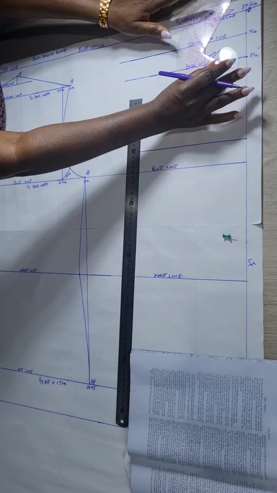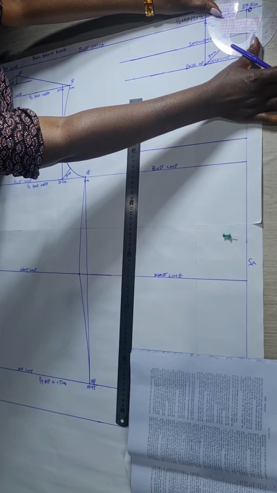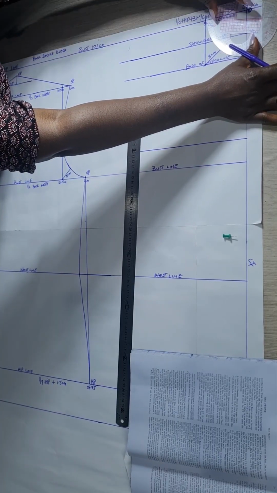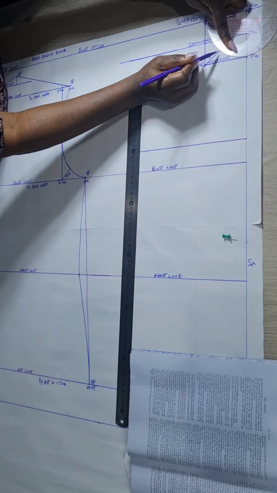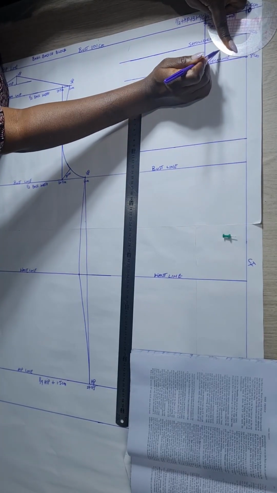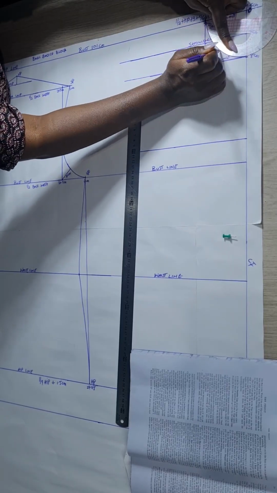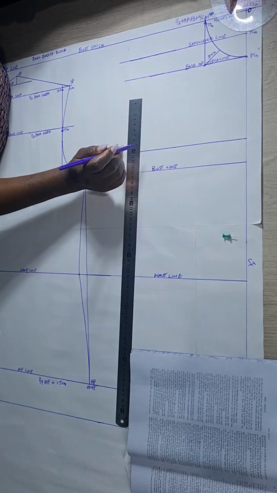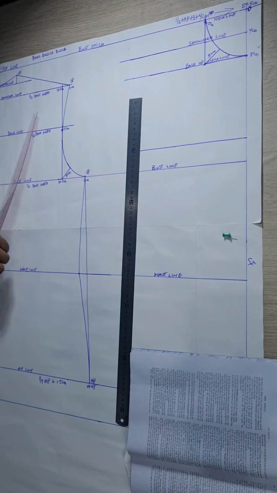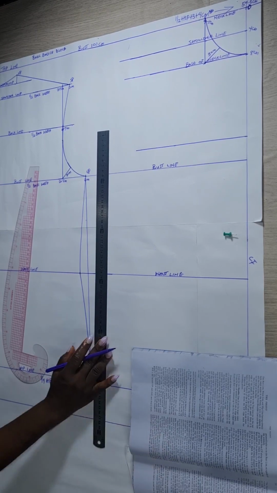So I'm going to draw my curve now, connecting my NP to the base of neckline, to my CF, using this line as a guide. So I'll draw. That is the curve. On the shoulder line, measure from the CF 16.5 centimeters for all sizes.